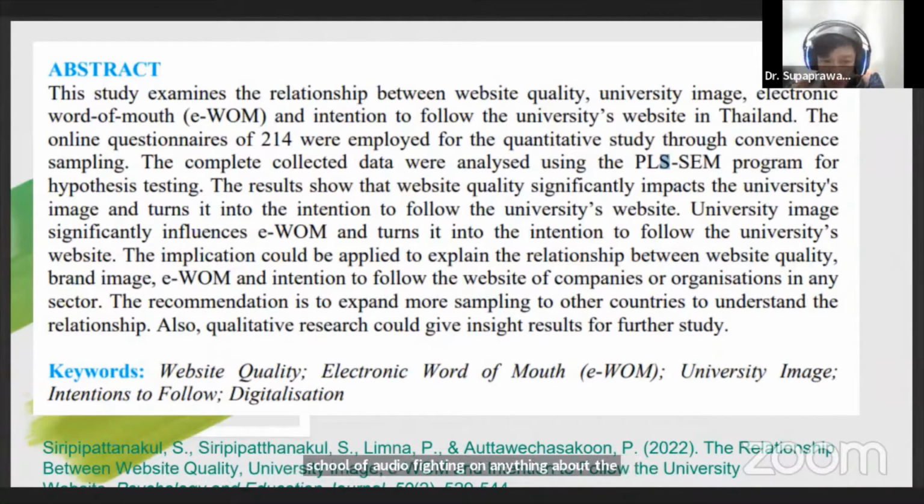for further study. For the keywords, the researcher should include at least 5 keywords in the article. The keywords are usually used for the variables, for the theories that you would like to study, and the sector that you would like to study, or the study setting.